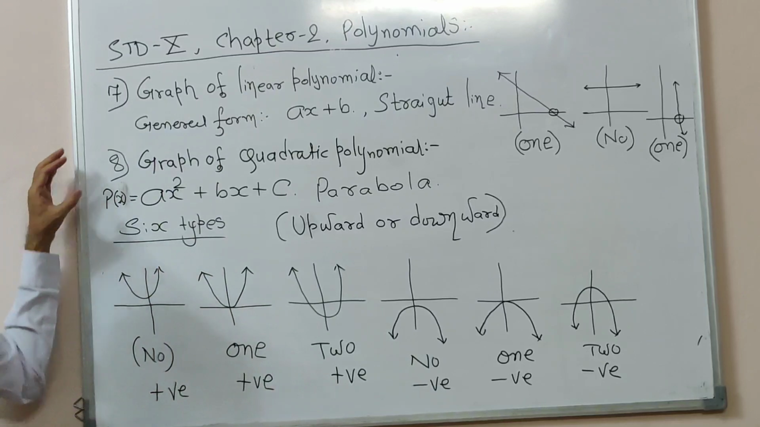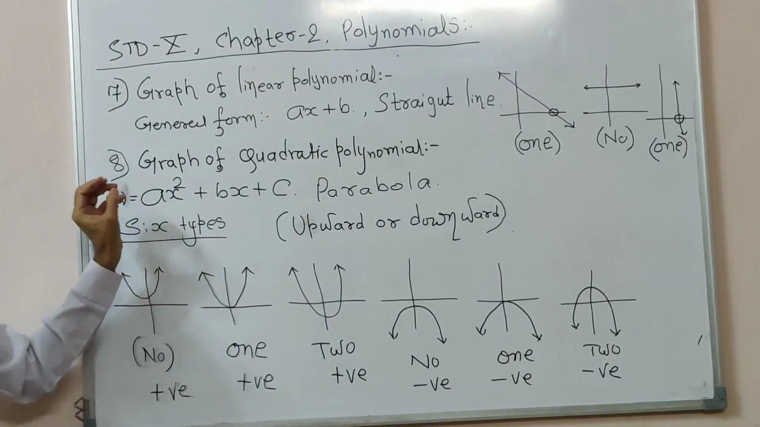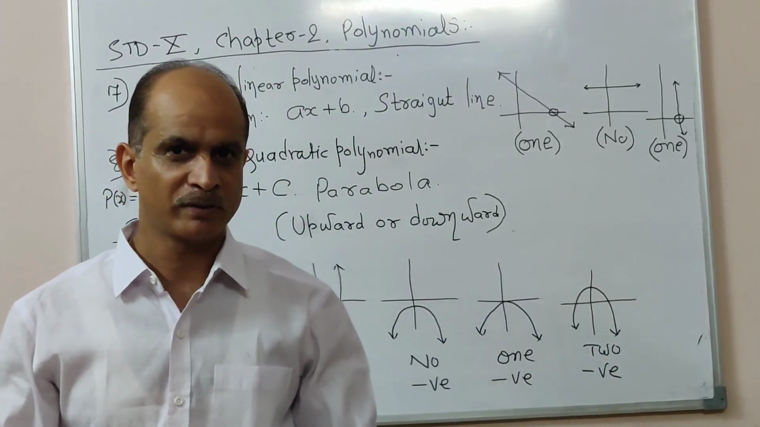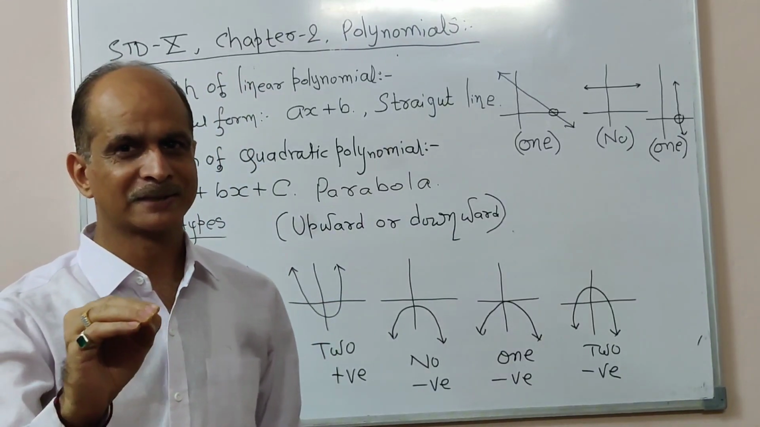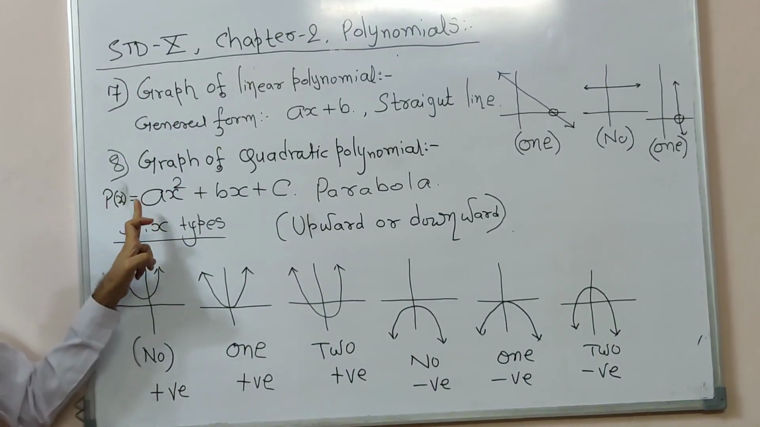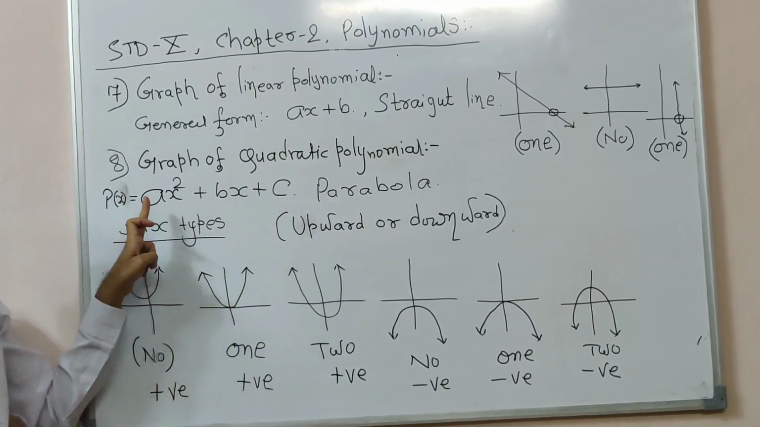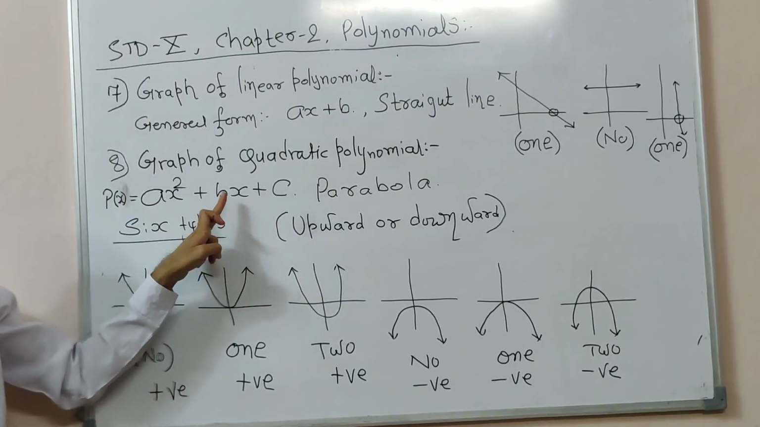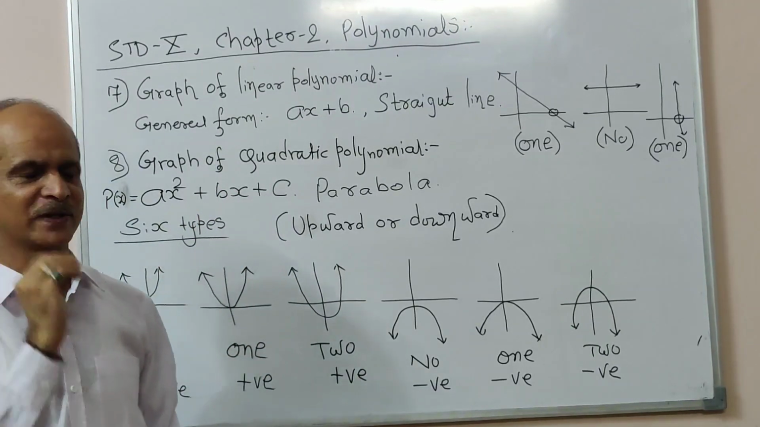Now let me start another very important article of this chapter. Article number 8, that is the graph of a quadratic polynomial. You know what a quadratic polynomial is? A polynomial having degree 2 is known as a quadratic polynomial. So the general form of a quadratic polynomial is ax square plus bx plus c, where a is known as the coefficient of x square, b is known as the coefficient of x, and c is known as the constant coefficient.